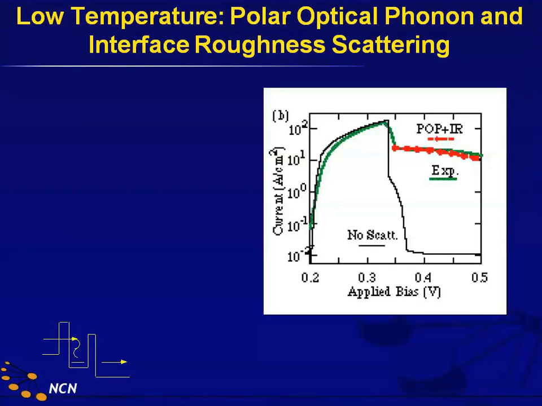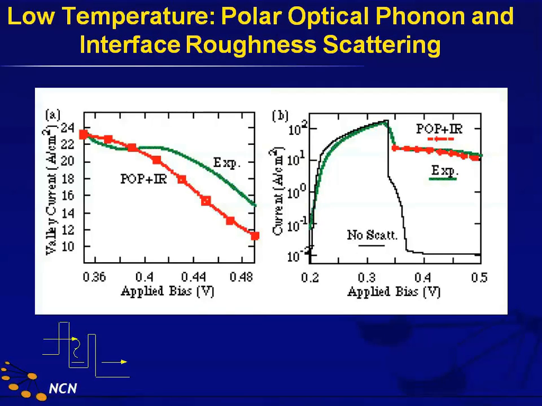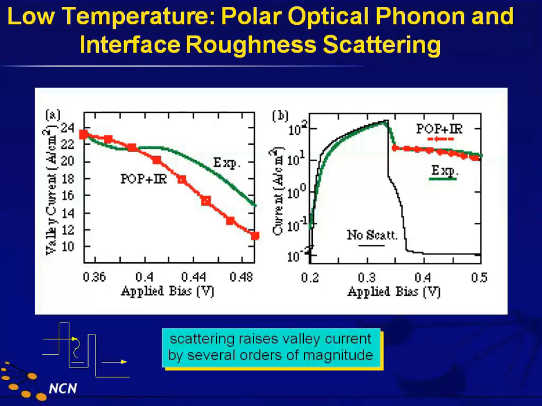Now you say, well, this is on a log scale. Let me look at this more closely. Now it's on a linear scale, zoomed in. In the experiment, we designed a device that will have a phonon echo that is nicely visible. And indeed, you see the phonon echo in the experimental data. And you can get reasonably close with a NEMO1D calculation in terms of absolute scale. So scattering raises the valley current by several orders of magnitude in these low temperature RTDs. Indeed, scattering in the central RTD is important at low temperatures.